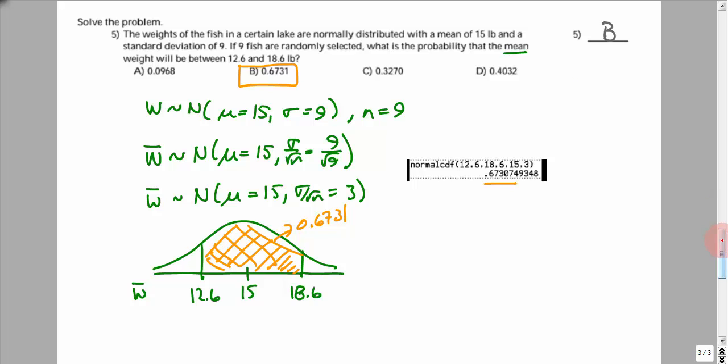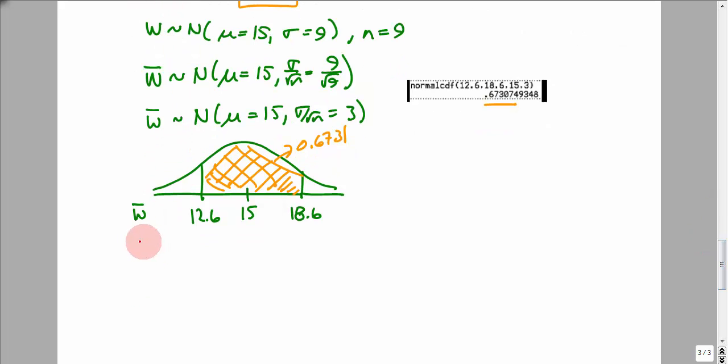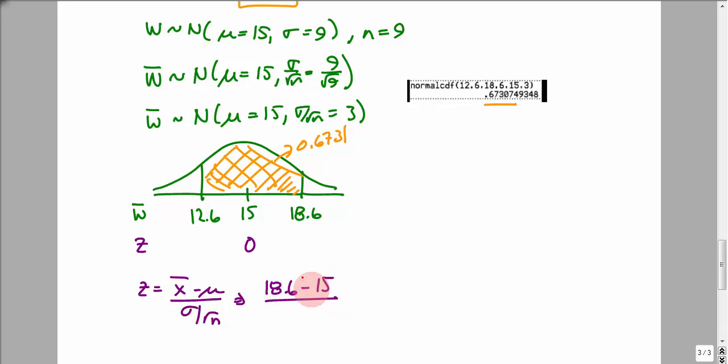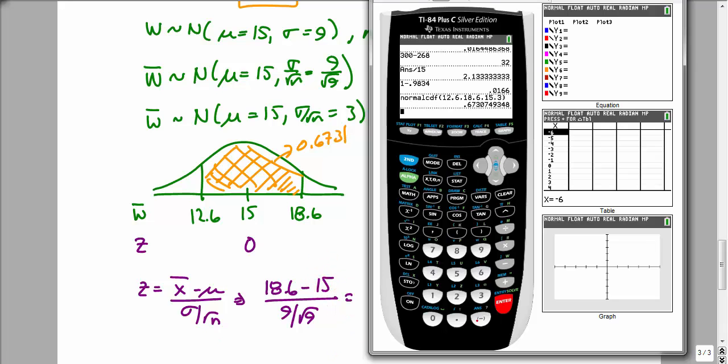Now we can also do this by standardization. So if I look at this in terms of Z, remember the mean always standardizes to 0. Because I have a sample size here, now my formula changes to x bar minus mu over sigma over square root of n. So let's go ahead and standardize 18.6 first, minus the mean of 15, divided by sigma over the square root of n. And I know it's 3, but I'm going to write that out just so you can see where the numbers are coming from.